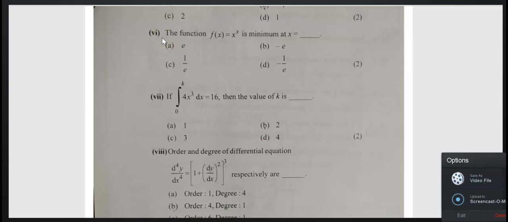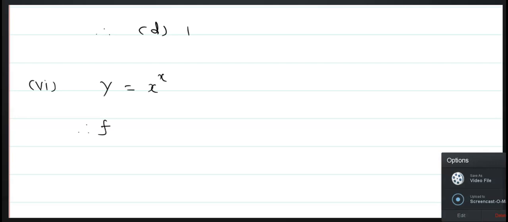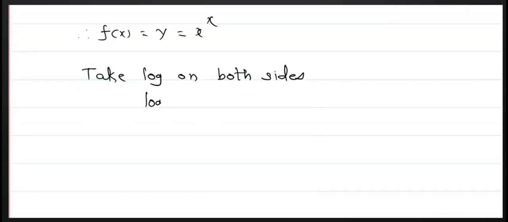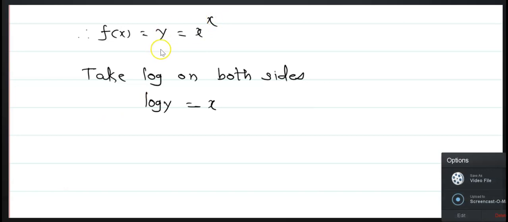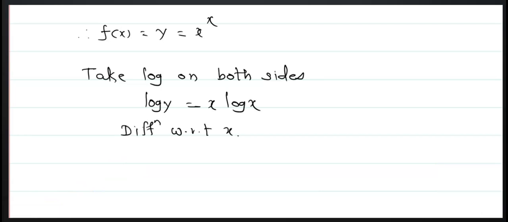The function f of x is equal to x raised to x is a minimum at which value? This is the question. See this answer. y is equal to x raised to x, from the application of the derivative. That is, f of x is equal to y is equal to x raised to x. Take log on both sides. Then you will get log of y is equal to x into log of x. And find out the first derivative and second derivative.